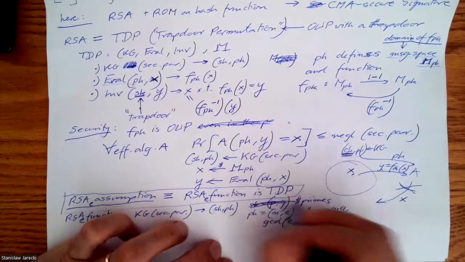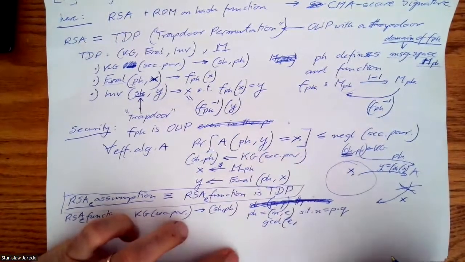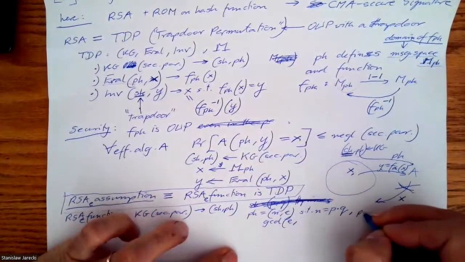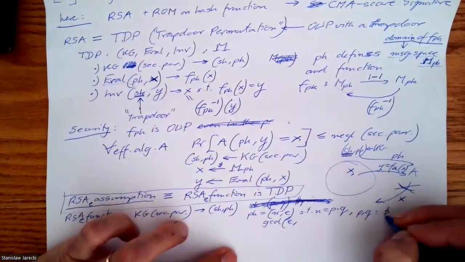Let me erase this. So P and Q are random primes.